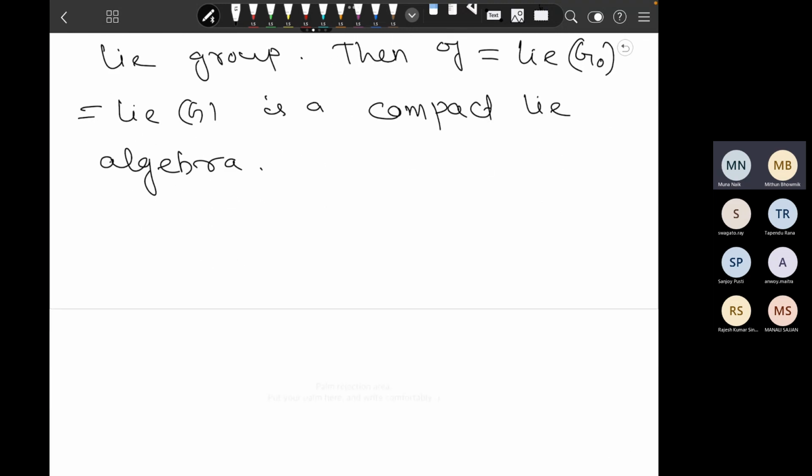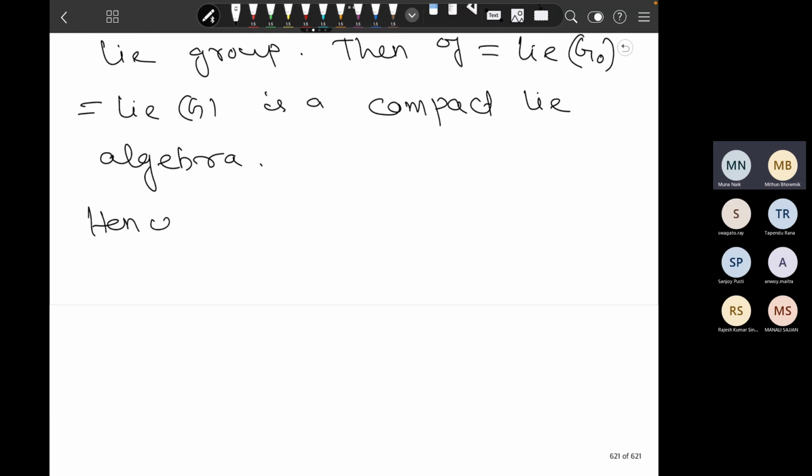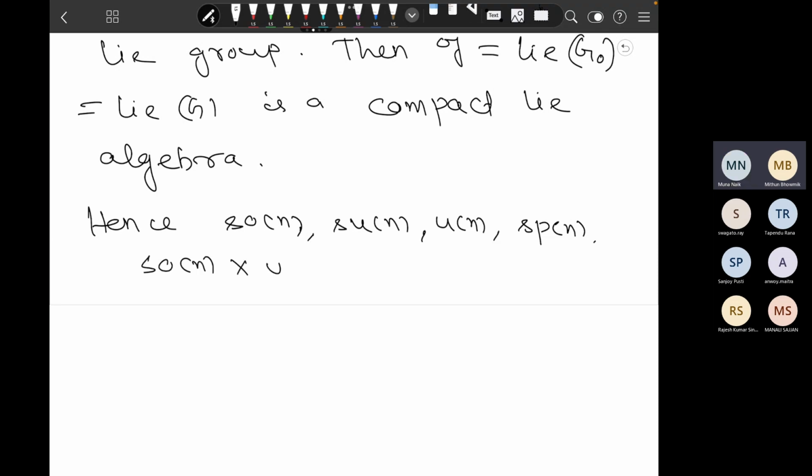Hence SON, SUN, UN, SPN, and direct sums of these, are compact Lie algebras. These are examples of compact Lie algebras.